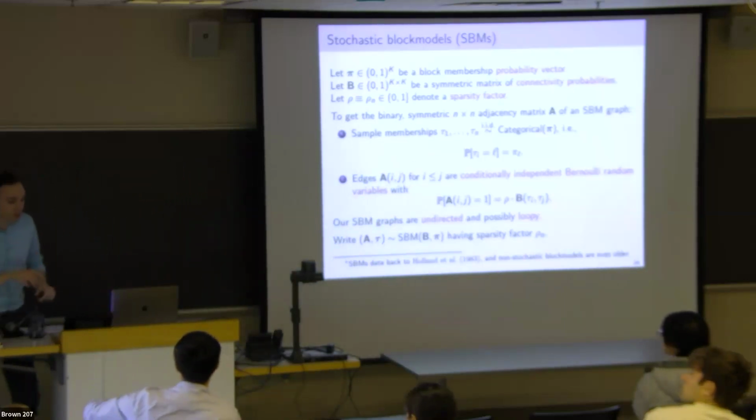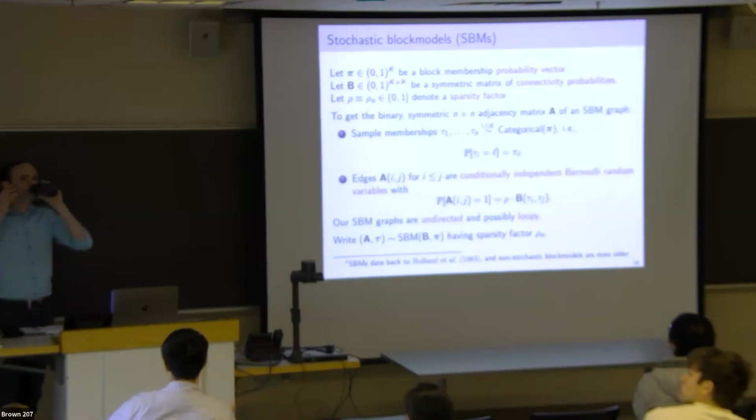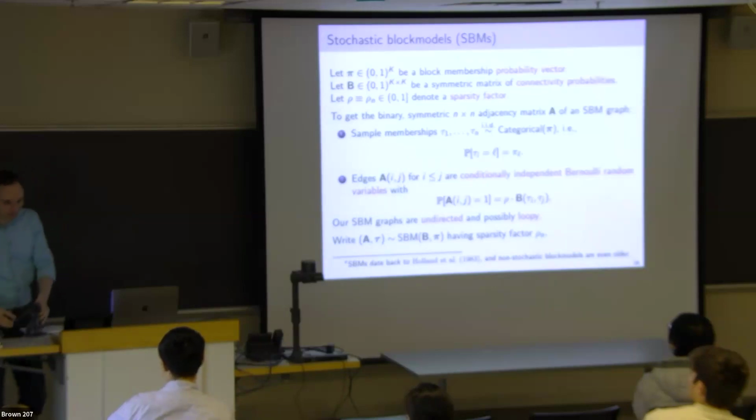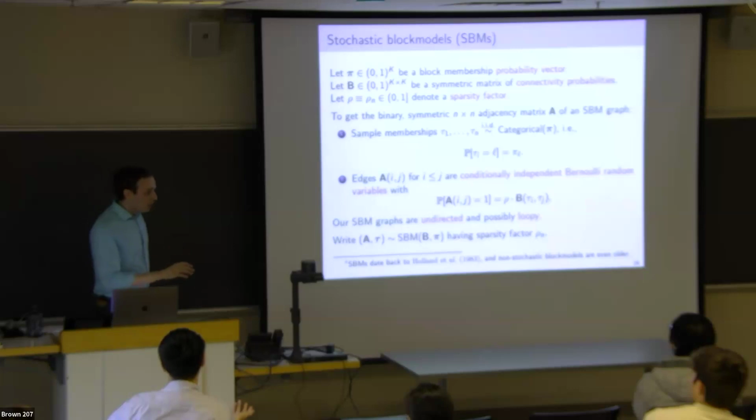Let me pause for a moment. Yes, questions, please. Why are the memberships stochastic? I think they should be deterministic according to the real community membership structure.